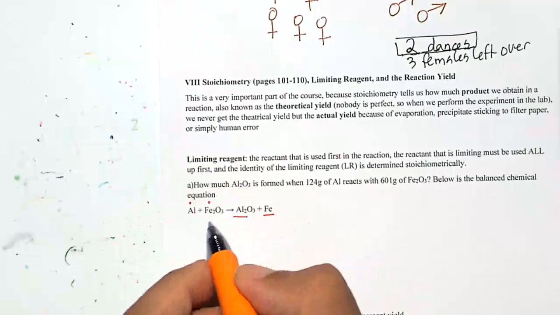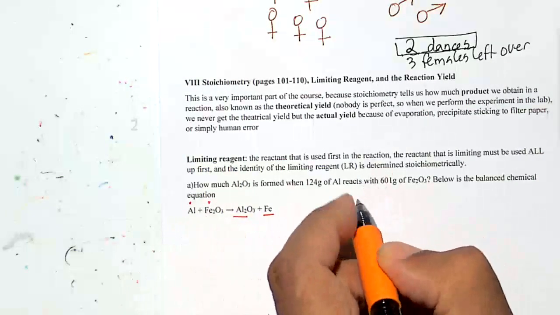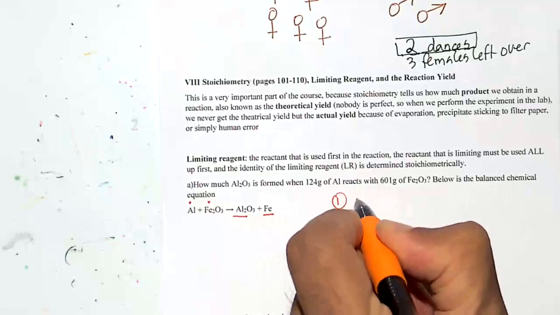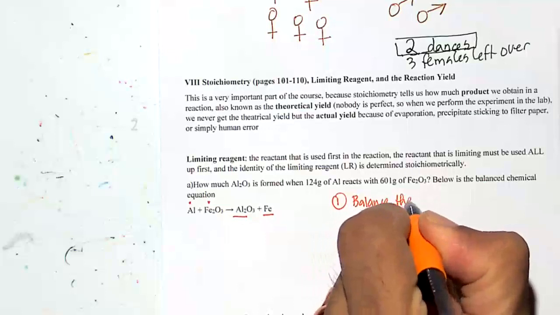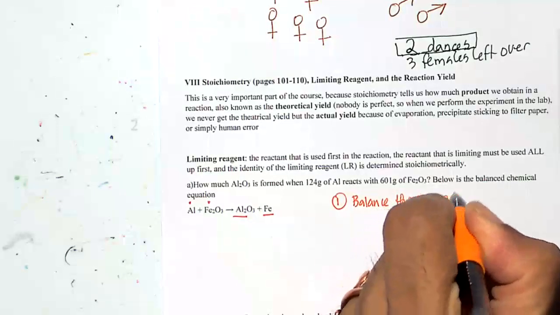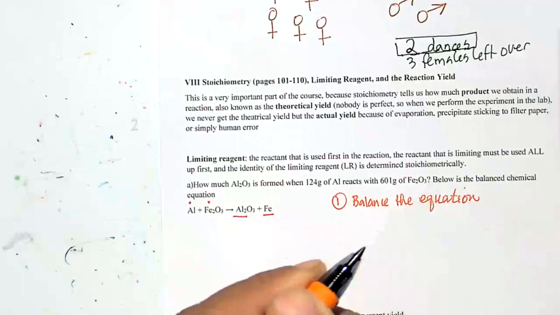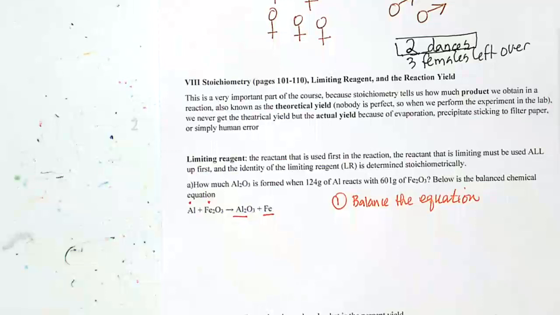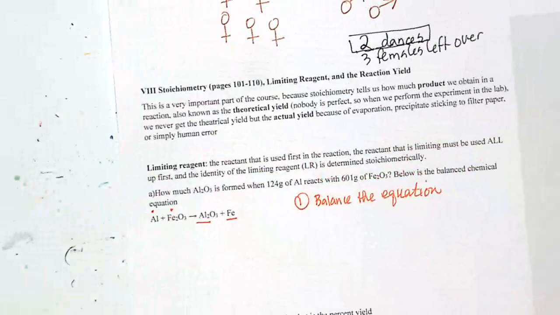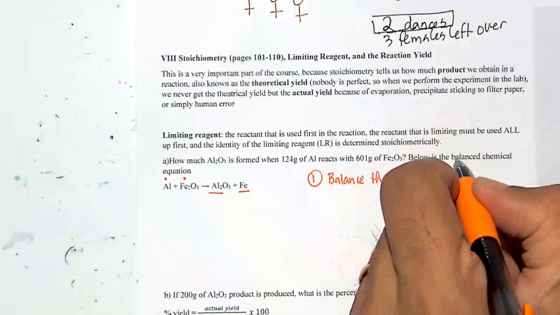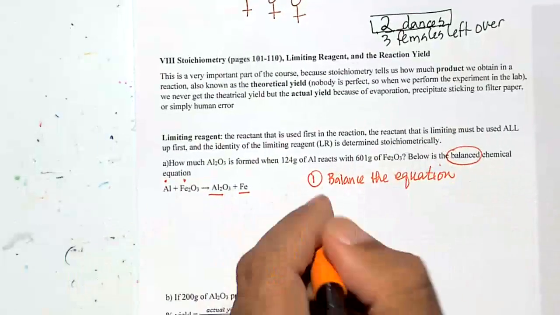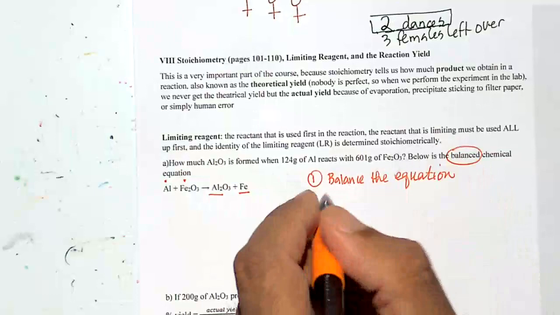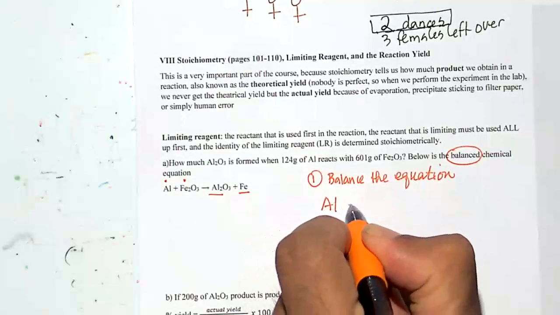All right, so we'll do this problem together. The first step you want to do is balance the equation. So let's go ahead and balance this. It's not balanced, so we'll balance it.